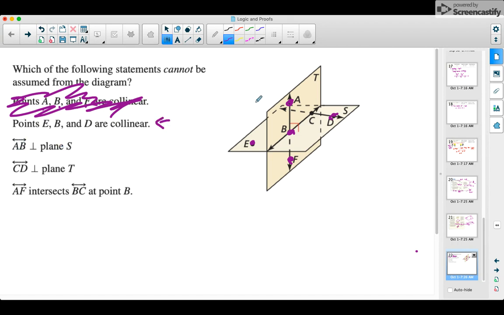AB is perpendicular to plane S. So AB, the line, is perpendicular to plane S. Remember, that means it makes a 90-degree angle. So if it's a perpendicular line, that would mean that I should see a 90-degree angle, which I do, so that one's good. CD is perpendicular to plane T. This one's a little trickier, but it is true, because since CD lies on this plane, this one here, and we already have this 90-degree angle that exists, then I'm allowed to assume that this also would have a 90-degree angle using that transitive property.